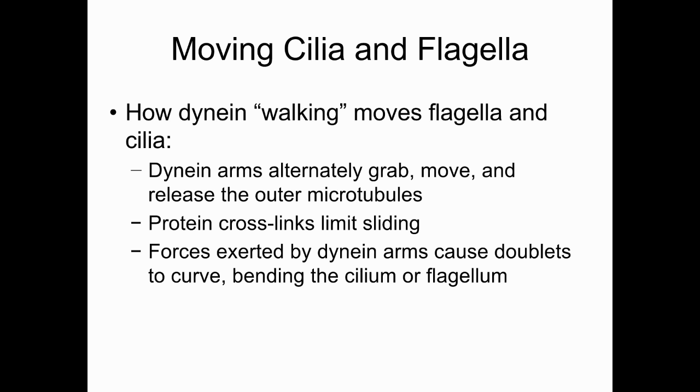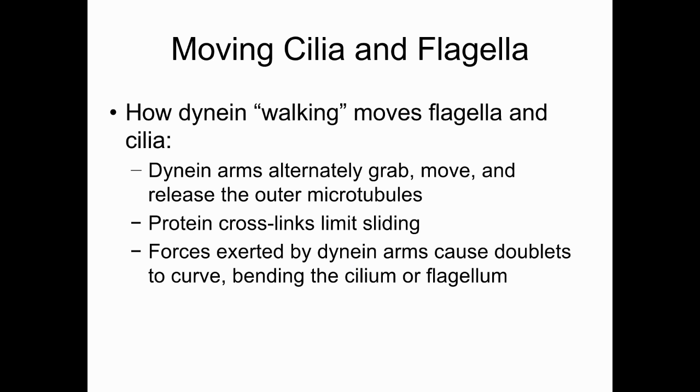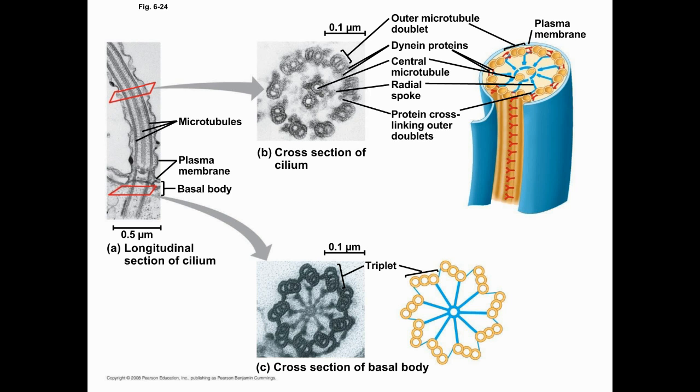This is good for you to read on your own. This is basically a brief synopsis of what I'm about to say. Now we've broken it down. Instead of looking at the entire cilium or flagellum, we're just looking at 2 pairs of microtubules, these 2 right here. We simplified it a little bit, but you can picture it happening with all of them.